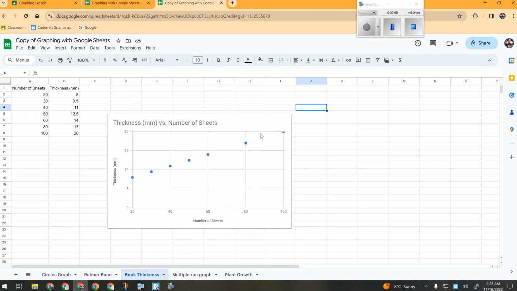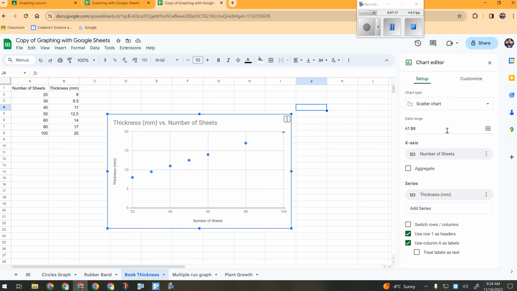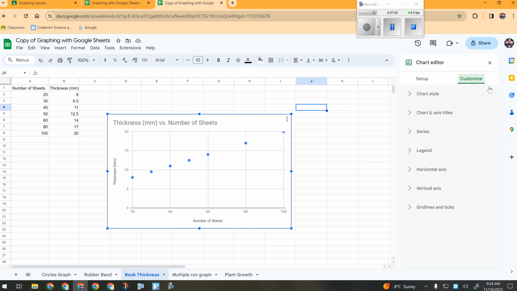All right, so I've got this graph set up the way I like it now. Okay, the next thing I need to do is within the chart editor. So if you did what I did and accidentally clicked away and lost the chart editor, go to the 3 dots right here and just go edit chart and it'll come back. All right, now what we're going to do is we're going to go to customize. So right beside setup, you'll see customize. You're going to click on that. Okay, this is where you can make all sorts of little changes and personalize your graph if you want to.